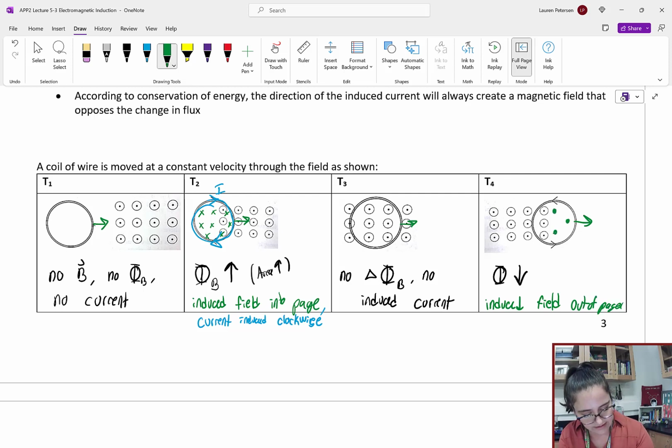So we draw that in. It's going in the same direction as the existing one. Get our right hand. Field's coming out of the page, so the current must be flowing counterclockwise. Induced current goes counterclockwise.